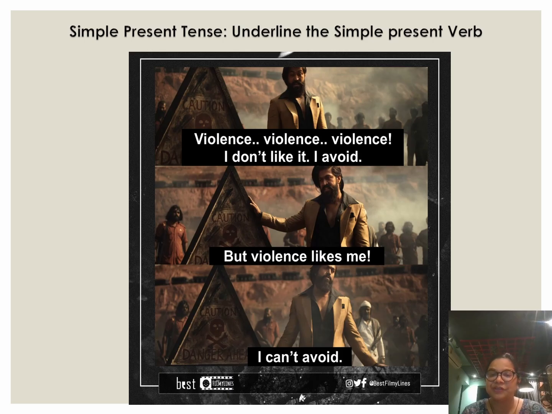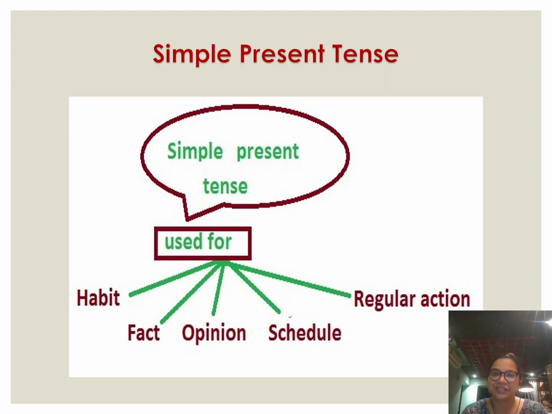In the same way, here again from a very popular movie. Violence, violence, violence. I don't like it. I avoid. So I do not like it. "Do not like" is simple present. I avoid. Avoid is simple present. But Valence likes me. Valence is third person singular number, likes me, so we use s. And I can't avoid, or I cannot avoid. So cannot is simple present here.